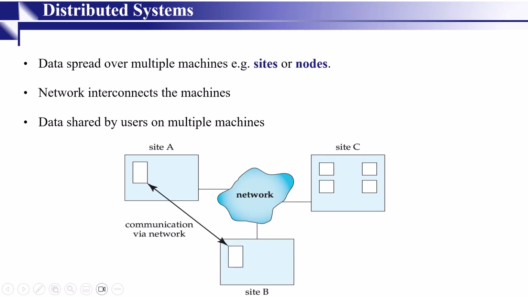Distributed systems take us beyond one location. Data spreads across multiple machines, sites, or nodes, and they are connected by a network, serving users everywhere. Imagine a global company with databases in New York, Tokyo, London, all accessible to employees. This scales beautifully but demands sophisticated coordination to keep data consistent and available.